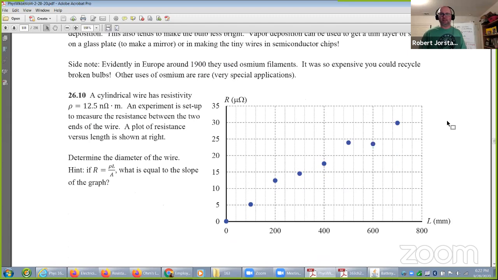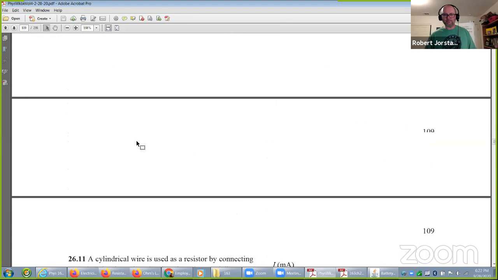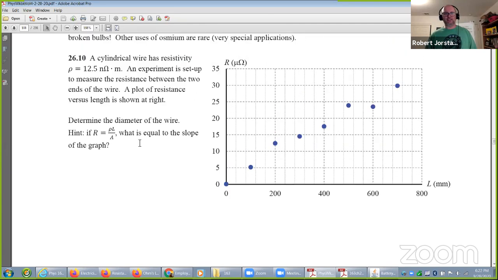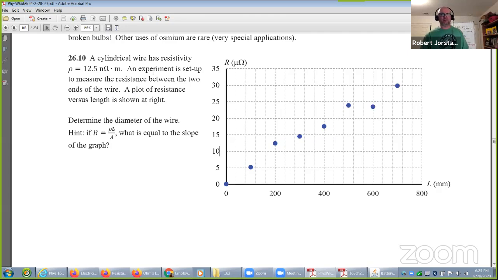All right. This is something I want you to look at for tomorrow's lab. All right. So 26.10 and 26.11 relate to tomorrow's lab. So why don't we just at least get a start by looking at this thing, and maybe that will reduce some of the confusion in lab. So 26.10, all right? So we have a cylindrical wire with this resistivity. We're going to measure the resistance between the two ends of the wires, and we're going to plot resistance versus length. This sounds a lot like what you're supposed to be doing in lab tomorrow, okay?